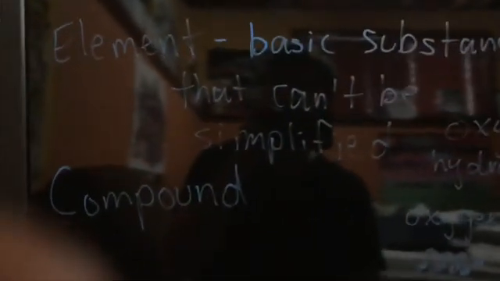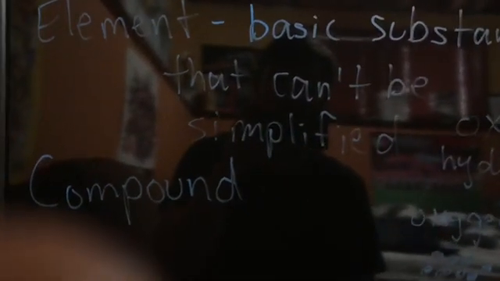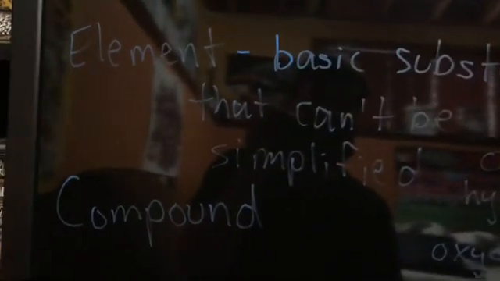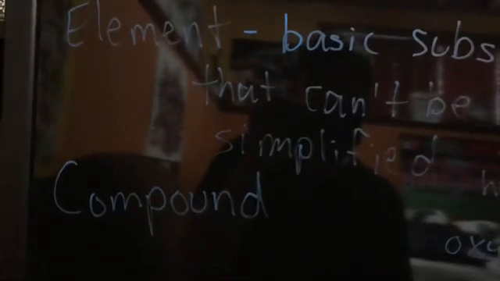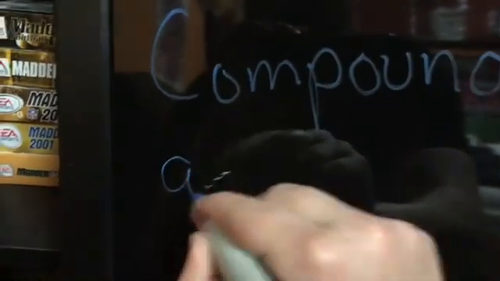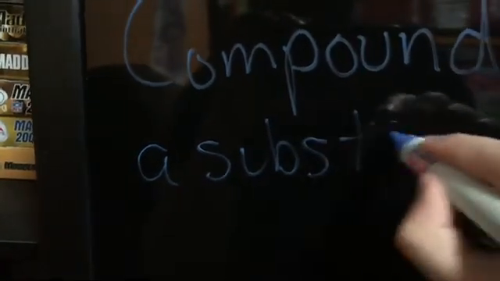But then obviously we don't just have elements in the world. If I took, for example, this board, it isn't made up of one single element, it's made up of a bunch of different elements. And that's what a compound is. So a compound is a substance made of two or more elements. Hopefully you can still read that. It's kind of hard to see.